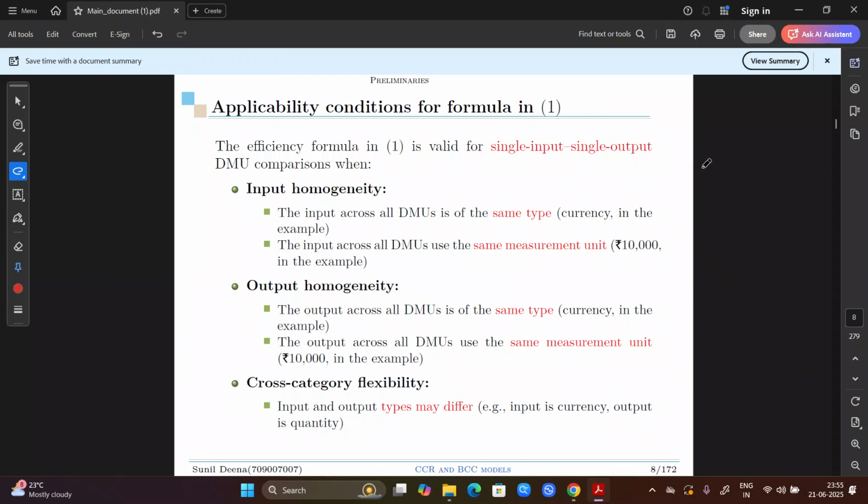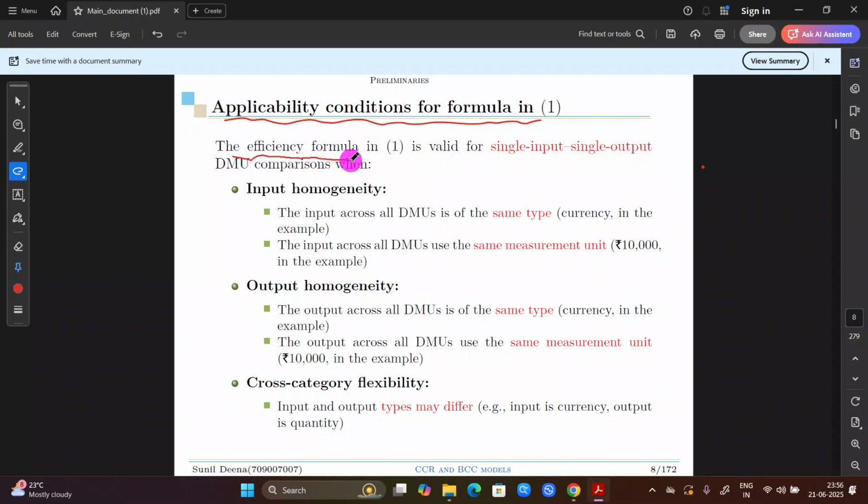Today I'm going to explain a new concept in data envelopment analysis: applicability conditions for Formula 1. Earlier I derived Formula 1, that is, efficiency score equals output value divided by input value. Now I will explain under which condition it is applicable.